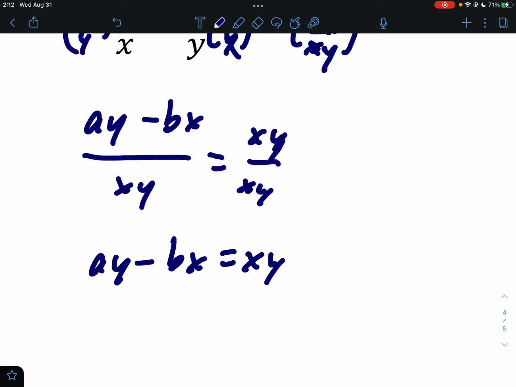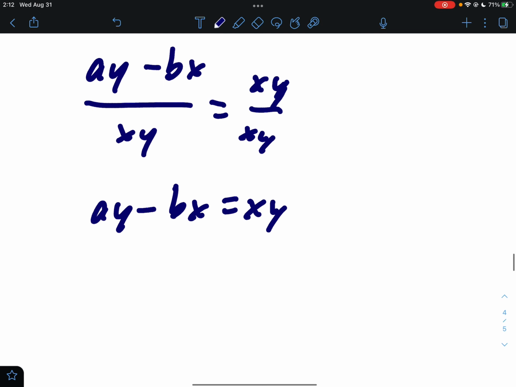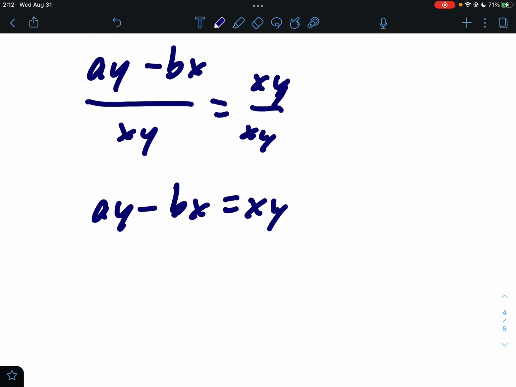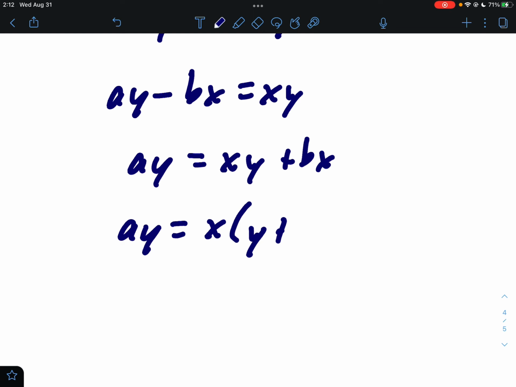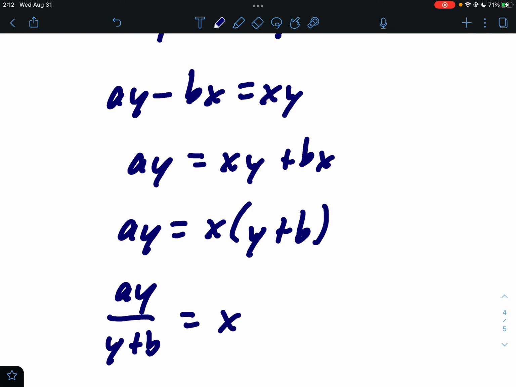All right, so we're still going to solve this for x. So what we want to do is collect all terms with an x in it on one side. So I'm going to add bx to the other side. Then I'm going to factor an x out. And I'm going to divide by y plus b. And we get ay over y plus b equals x.